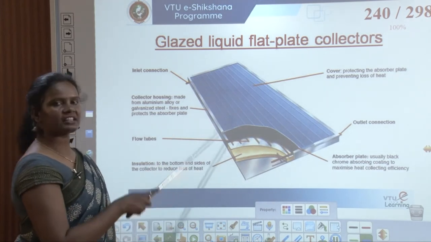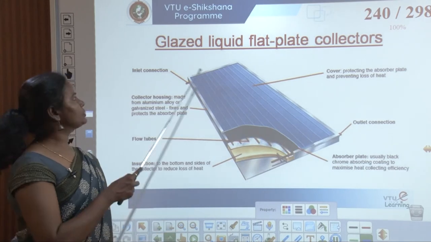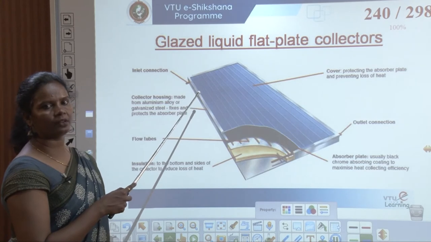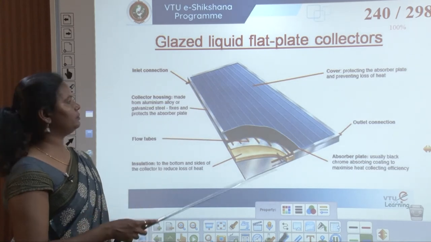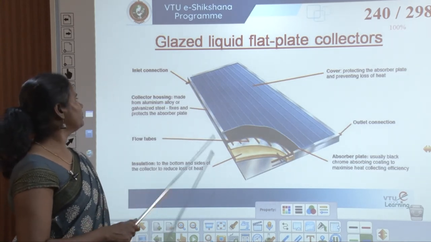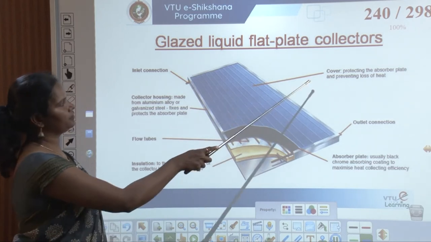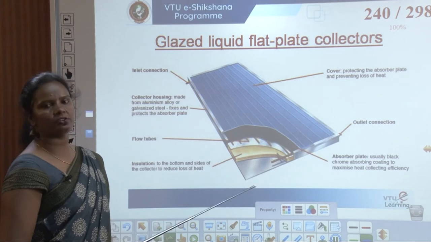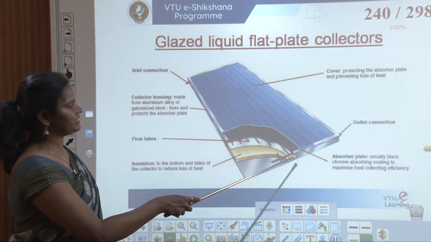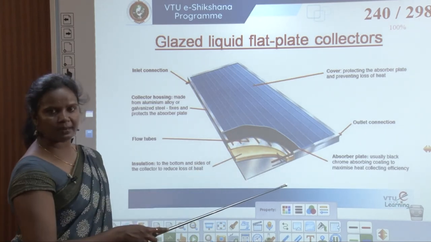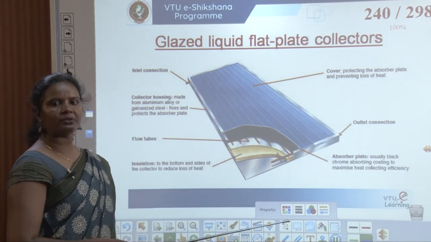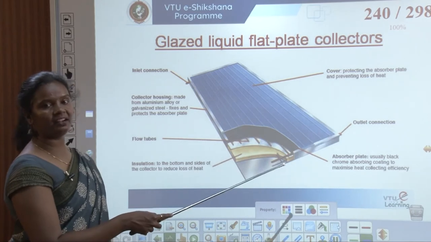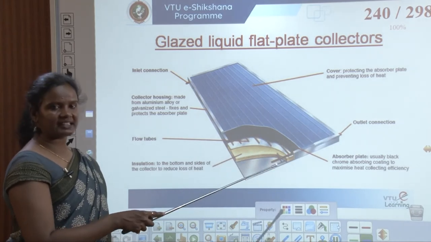This is kept on a slope always. So the inlet connection is always on the top, and the outlet connection is at the bottom. This has a cover which protects the absorber plate and prevents loss of heat. Just below the cover there is an absorber plate, which usually has a black chrome absorbing coating to maximize the collecting efficiency. This will be painted black. So this absorber plate collects the heat.